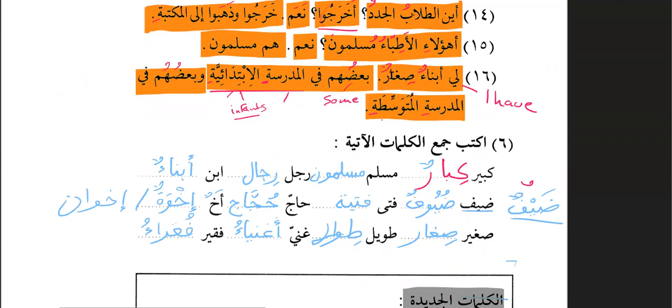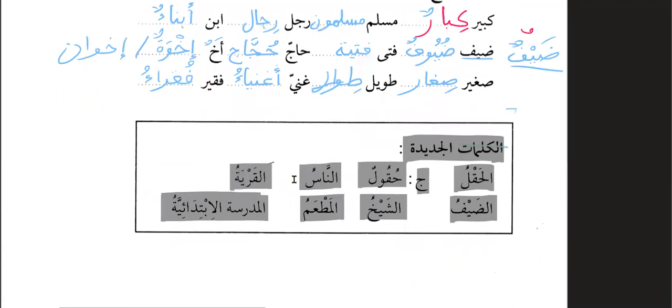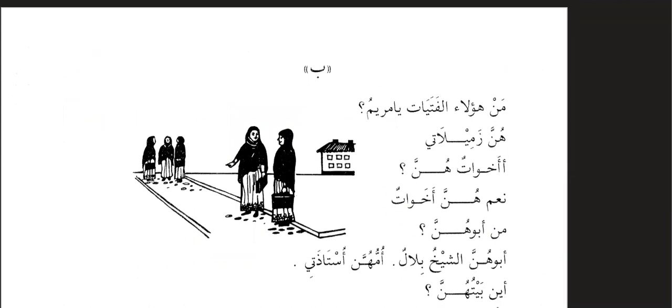before we do a little bit of the next part? Any questions on this? جيد. So we have قسم ب, the next section. In the first part, we've done masculine plurals. In this part, we're going to be concentrating on feminine plurals.